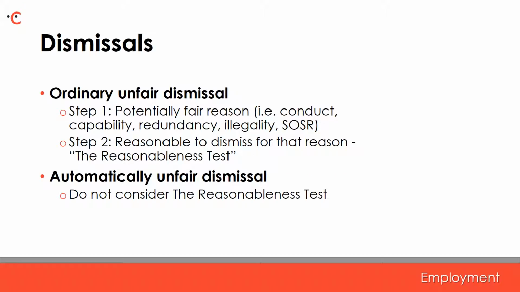Before we talk through TUPE, it's worth just a quick recap on the standard position with regard to unfair dismissal. The standard position is that employees with 2 years' service qualify for protection against ordinary unfair dismissal. An employer seeking to dismiss an employee will need to show two things. Firstly, that it had a fair reason for the dismissal, and this will be one of the 5 statutory reasons shown on the slide here.